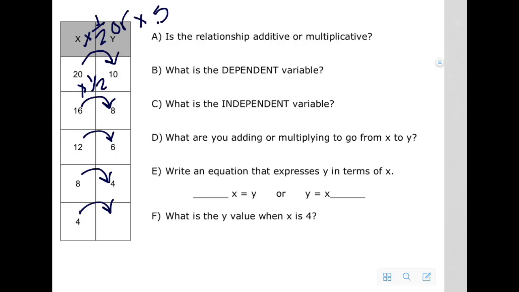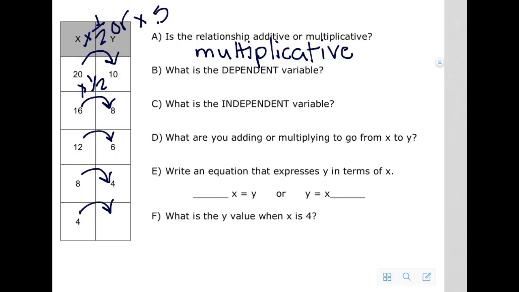Or a lot of times we'd say dividing it by 2, but multiplying it by 1/2 is the same thing as dividing by 2. So the relationship is multiplicative. It's multiplicative because if I multiply the x variable by 1/2, then I get the y variable.